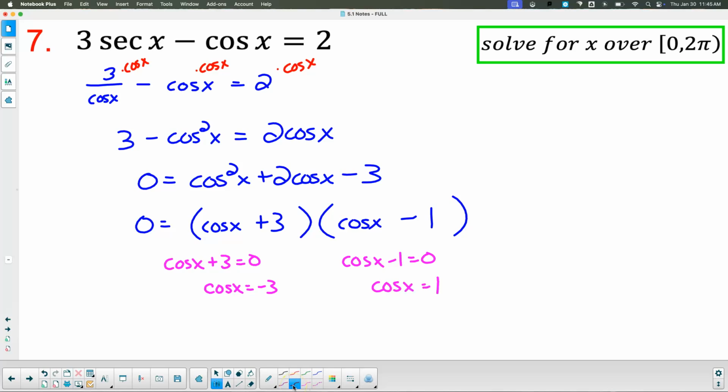Can cosine of x be equal to negative 3? No. Not inside our negative 1 to positive 1 range. Where on the unit circle is cosine equal to 1? At 0. So 0 is our only answer. Okay?